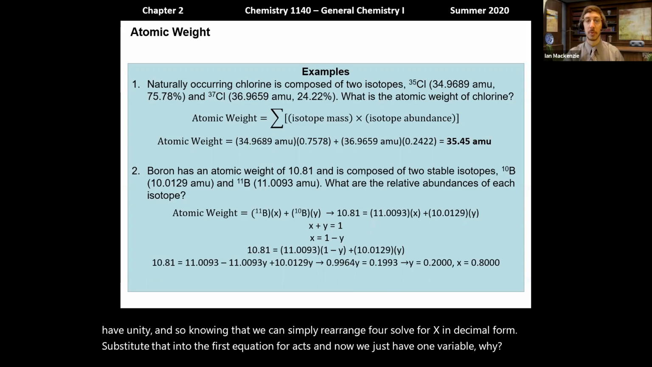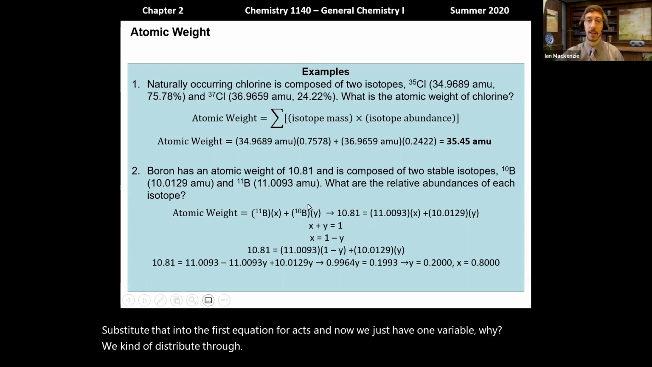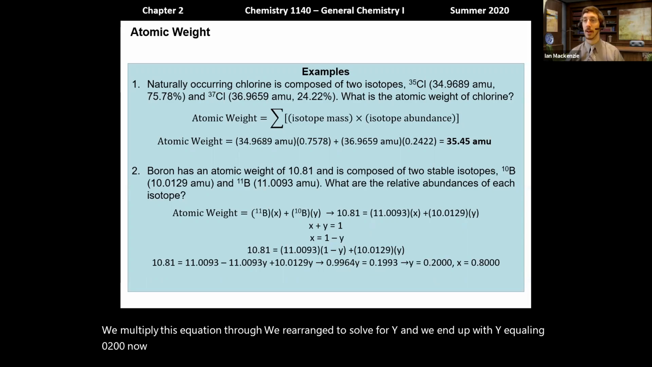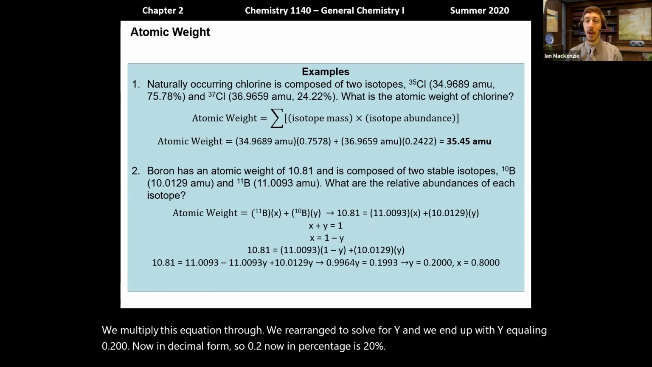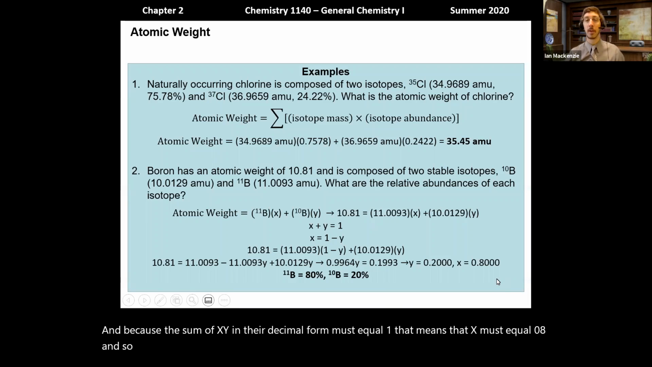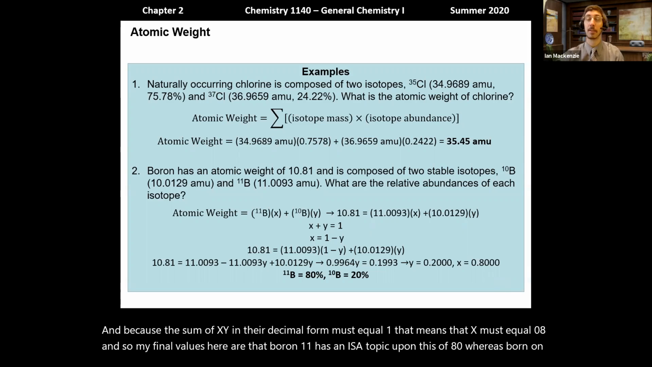We distribute through, we multiply this equation through, we rearrange to solve for Y, and we end up with Y equaling 0.200. Now in decimal form, that's 0.2, which in percentage is 20%. And because the sum of X and Y in their decimal form must equal 1, that means X must equal 0.8. And so my final values here are that boron-11 has an isotopic abundance of 80%, whereas boron-10 has an isotopic abundance of 20%.